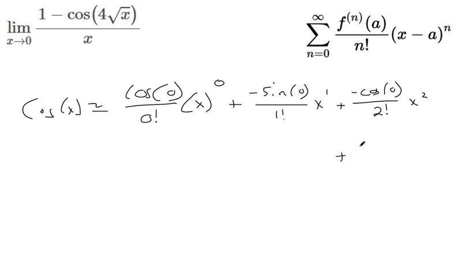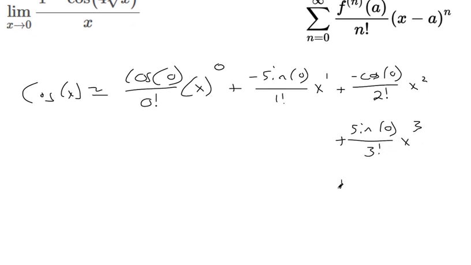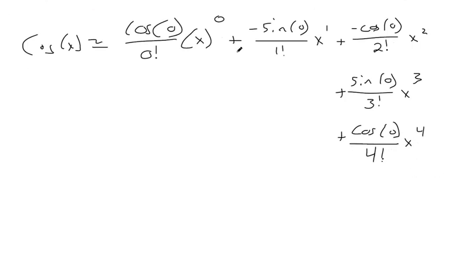And then what do we get next? The derivative of negative cosine is positive sine. It's centered at 0 over 3 factorial because we just did the third derivative. Derivative of sine is cosine. 4 factorial. This is x to the fourth. A lot of these are going to be 0. That's why I keep expanding.